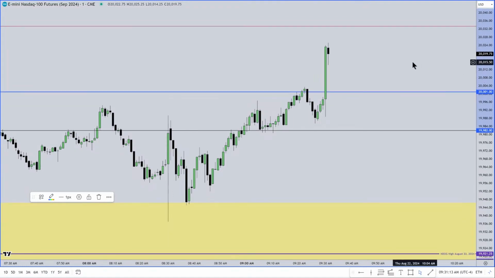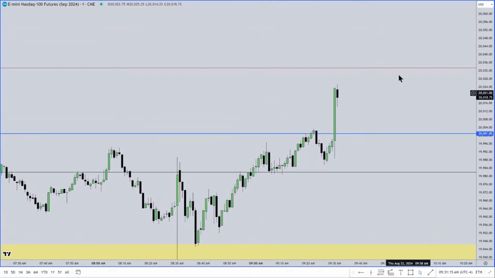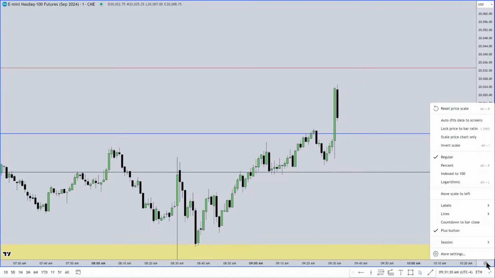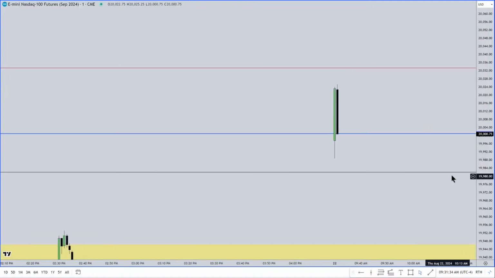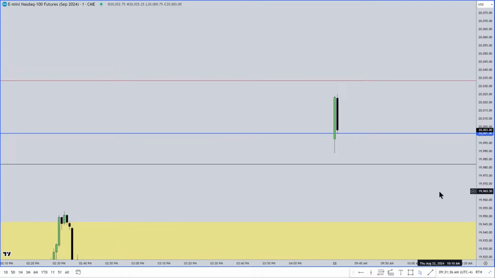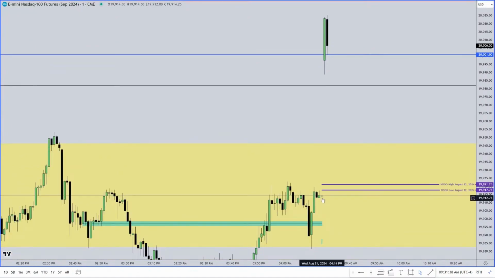So there is consequent encroachment on that premium wick. If we trade above it and come back down and treat it as support, because now we're in the opening range. Opening range, not opening range gap. Opening range gap is this. Sessions to regular. This is your opening range gap. Previous settlement, day session.